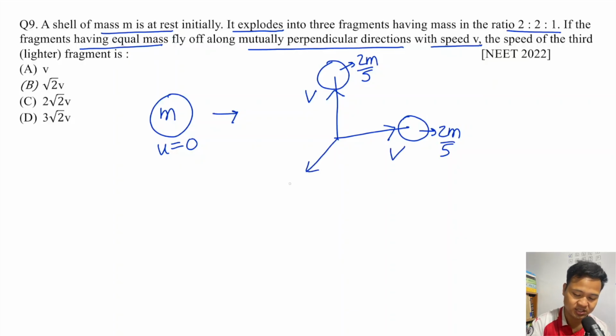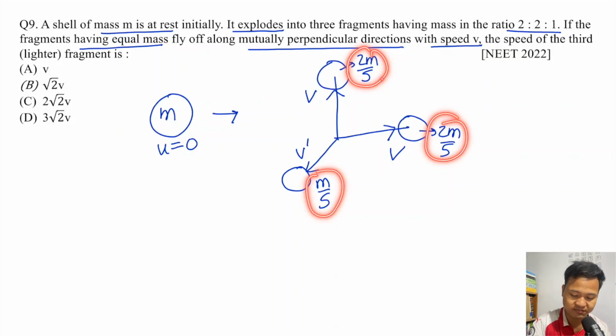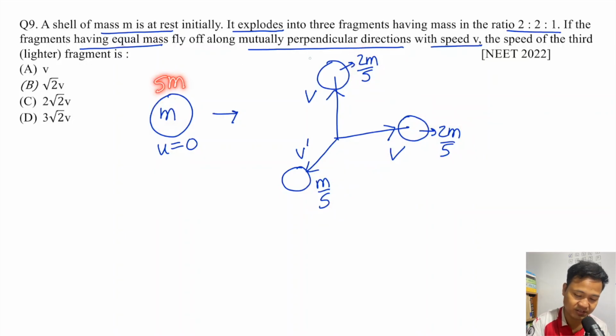The third piece goes along the side, let's say with mass m by 5 and velocity v dash. The masses are 2m by 5, 2m by 5 and m by 5. If you take the total as 5m, so here you'll have 2m, here 2m, and here m. So calculations become much easier.